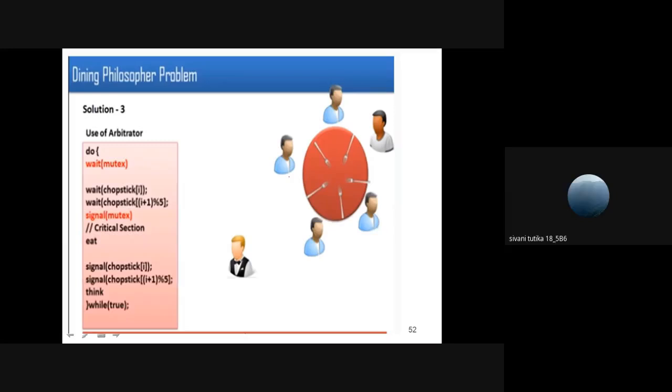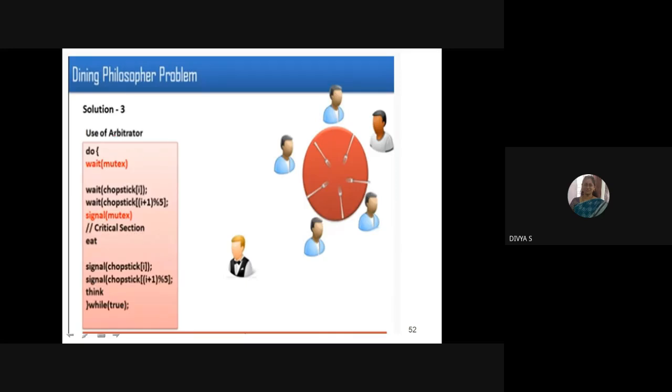Waiter. So here it is mentioned: use of arbitrator. Guys, you won't find these different types of solutions in the textbook. Even if you find them, it will be in very confusing language. So better you take a screenshot. Otherwise, don't worry, I'll send you this material.